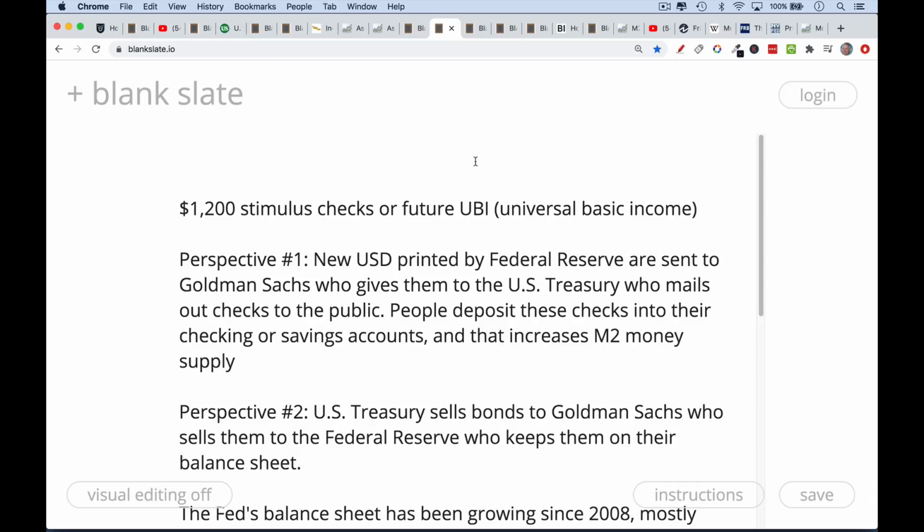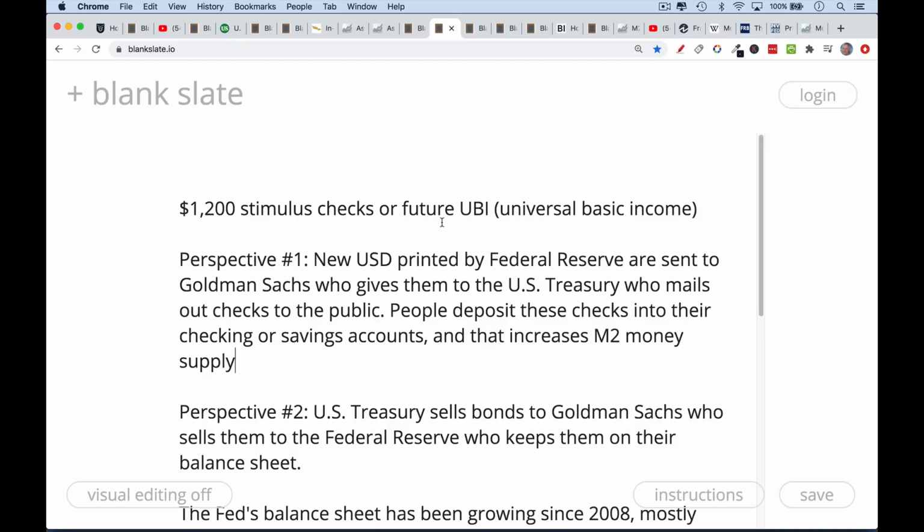We'll use the stimulus checks because they're a very clear example, the $1,200 stimulus checks that were sent to a lot of Americans a couple months ago, or you could substitute future UBI, future universal basic income, which I think is definitely coming, where the government just sends people free money every month. Obviously, this would be kind of a continuation of policy under COVID and sort of making a crisis measure permanent.